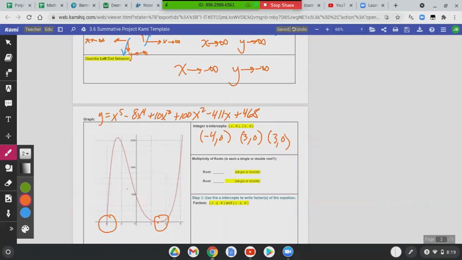So what are my roots? The roots that I have: -4. That is a single root. It crosses the x-axis here. I also have 3, and that is a double root. It bounces at 3. So I have a total of 5 solutions that I'm looking for. Okay, 5 roots because it's a 5th degree. I know 3 of them.